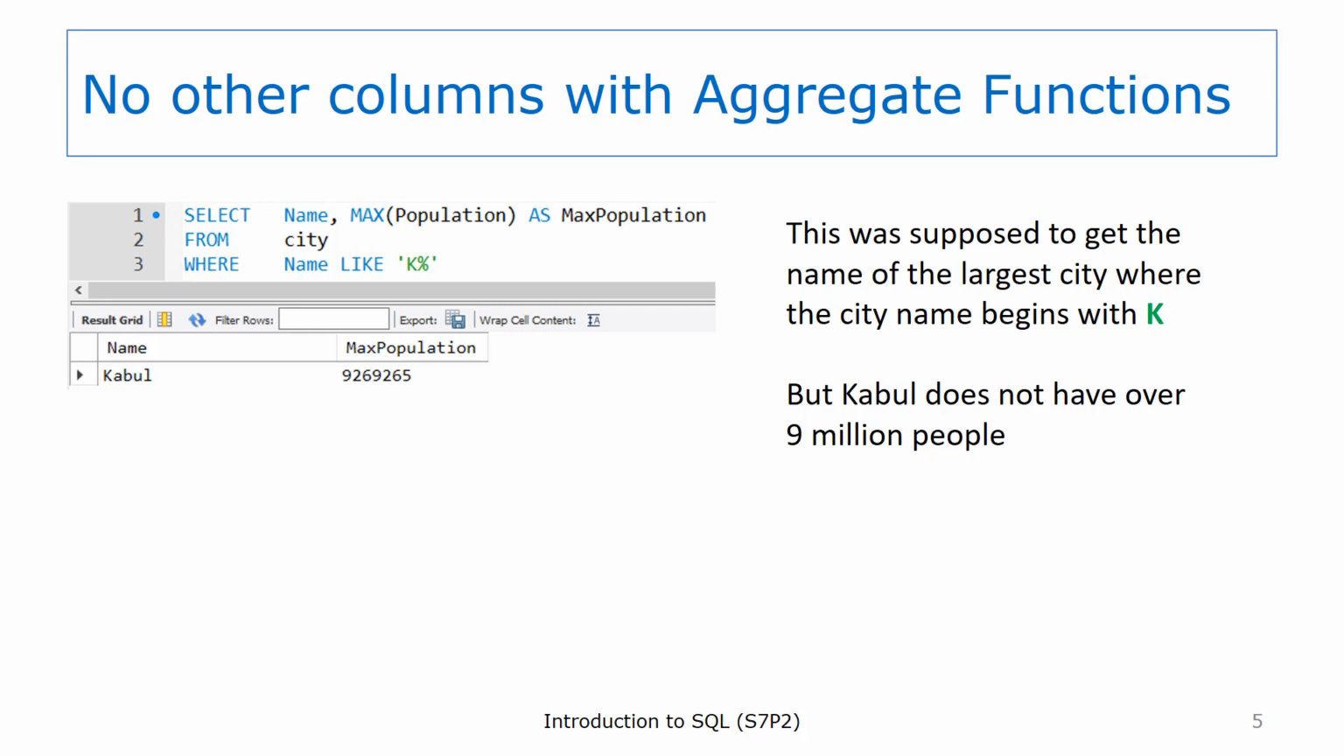So your first impulse might be to write a select statement like this. At first glance, it works. It shows the city name and a nicely labeled max population column. But this is not right. Cobble, a city in Afghanistan, does not have a population of over 9 million people.